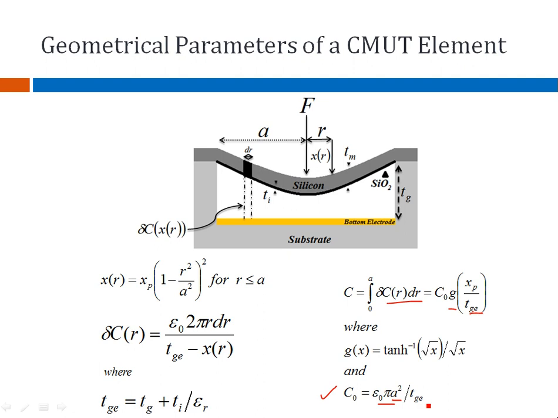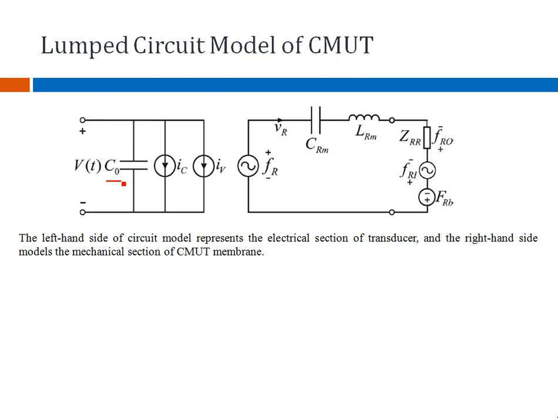If you plug this into the model, you see we have an undeflected CMUT capacitance over here. On the left side, we have the electrical side of the CMUT. If there is any change in the capacitance, we have this representation given by the current Ic. So this Ic represents the change in membrane capacitance. And on the membrane, the change in membrane velocity is represented by Iv, that is the velocity current, the particle velocity. So the left-hand side of the circuit model represents the electrical section of the transducer. The right-hand side models the mechanical section of the CMUT membrane. By mechanical section, it means the moving membrane, which is represented on the right-hand side.